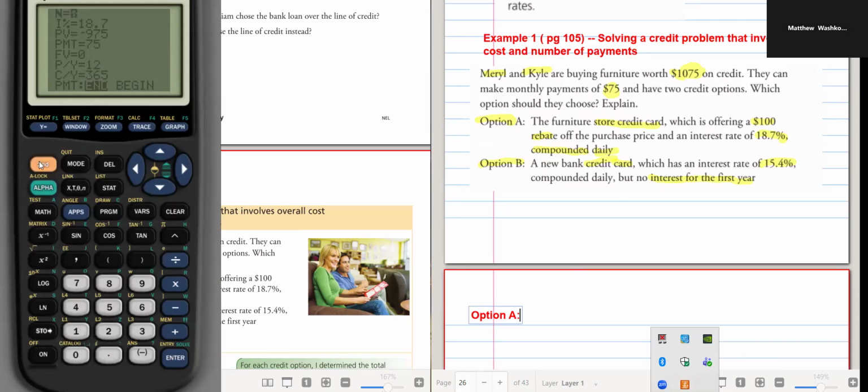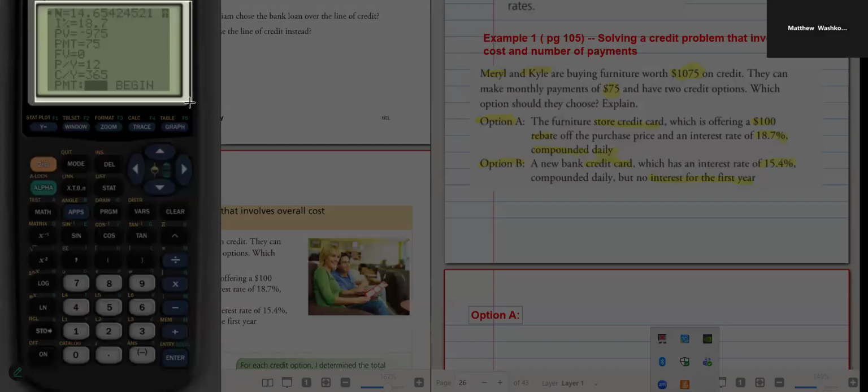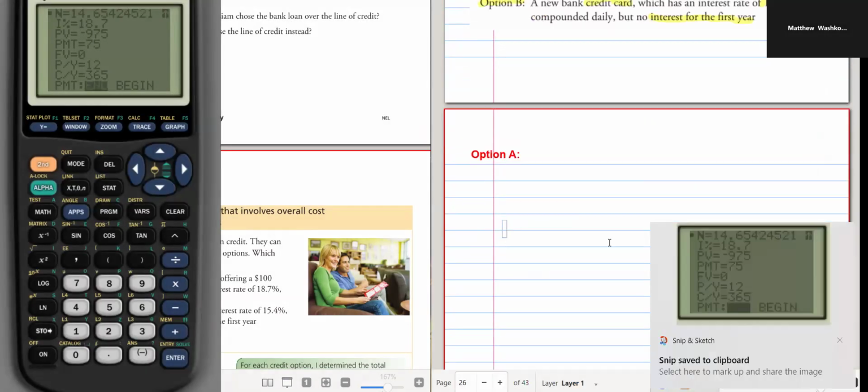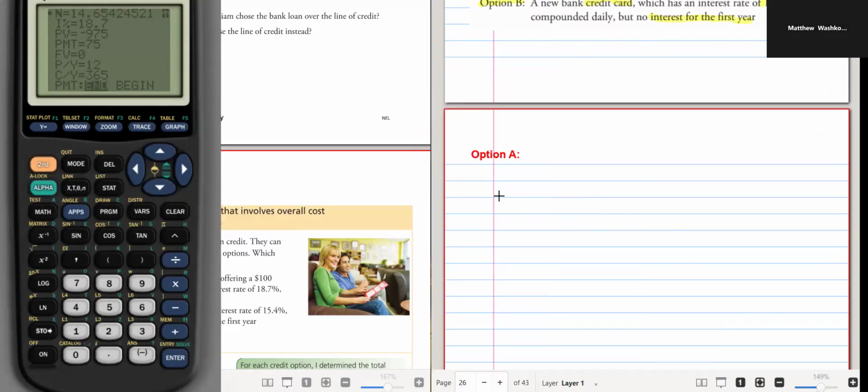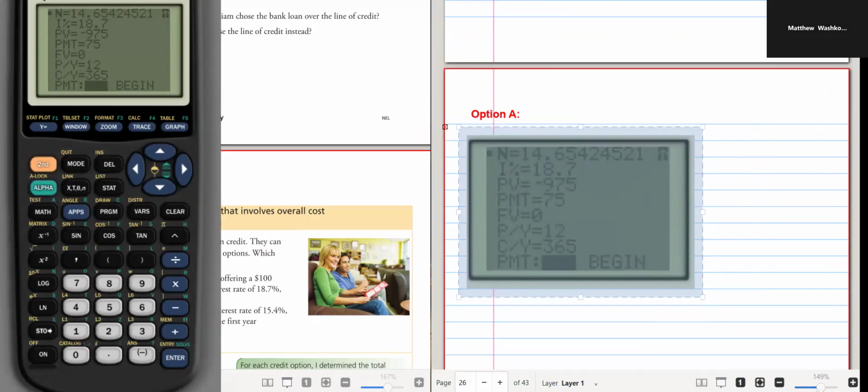Oh, sorry. Alpha solve. So here we go. So option A. Here's option A. So I can see that for option A, it is 75 bucks a month times 14.65 months.